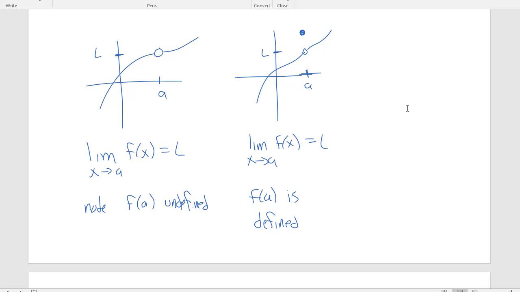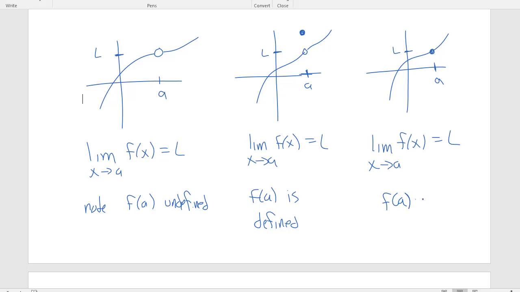And then again, probably the most obvious situation here would be where there is no hole in the graph. We just have a continuous graph. So the point is on the graph at L as we approach A. So in this case, the limit is approaching L as x approaches A. And in this case, f at A actually equals L. So let me come back over here. Say f at A is defined, but it's not equal to the y value of the limit.